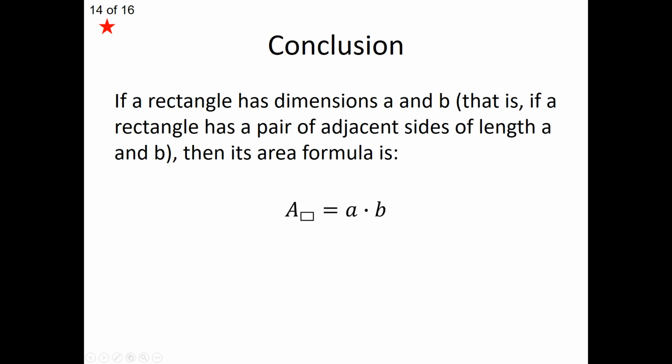So our conclusion for the area formula of a rectangle is simply that we can find the area of a rectangle of dimensions A by B by taking those two dimensions and finding the product of A and B. So we end up with A times B as the area formula of a rectangle. So you may have known the area formula of a rectangle, but now you actually get to see the proof behind why we know the area of a rectangle is simply the product of its dimensions.